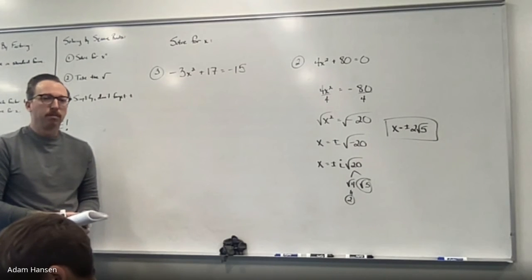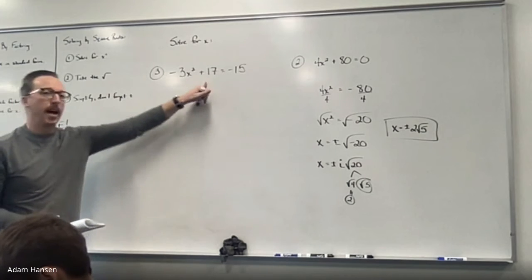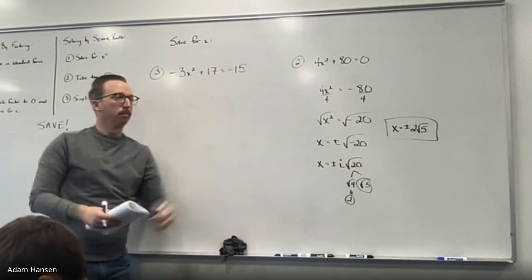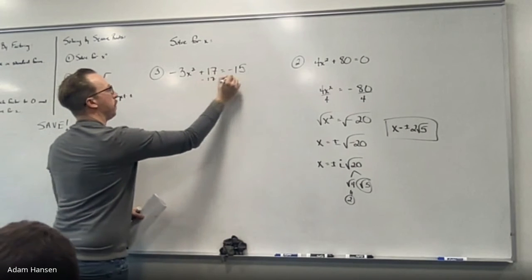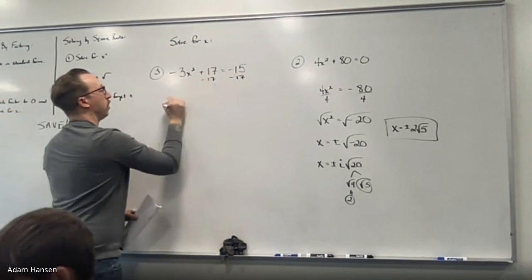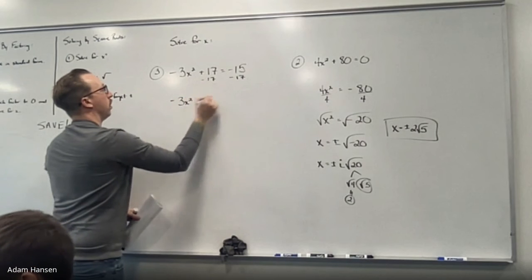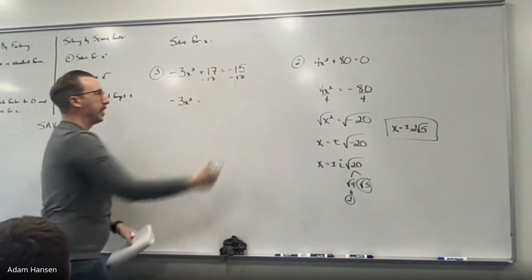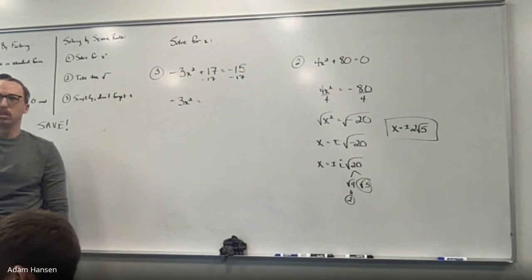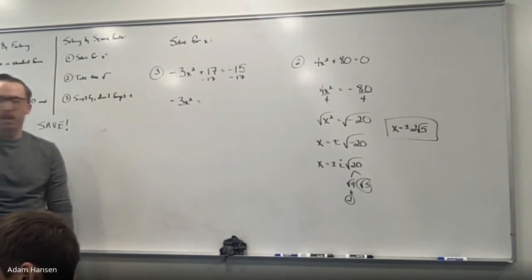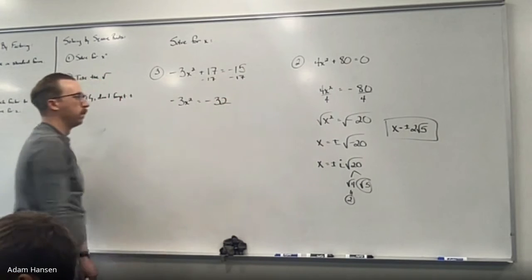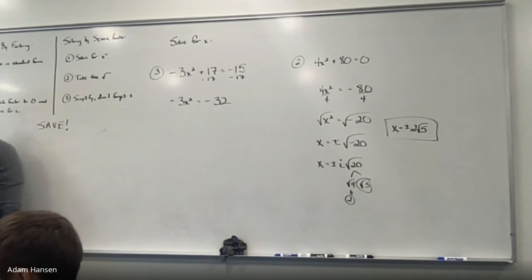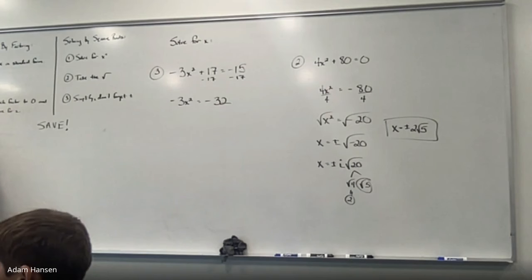How do we start? What do you say, Evan? How do you get rid of the adding 17? Minus 17 to both sides, okay. Be careful, watch these negatives. Negative 15 minus another 17 is negative 32. Negative 3x squared equal to negative 32.